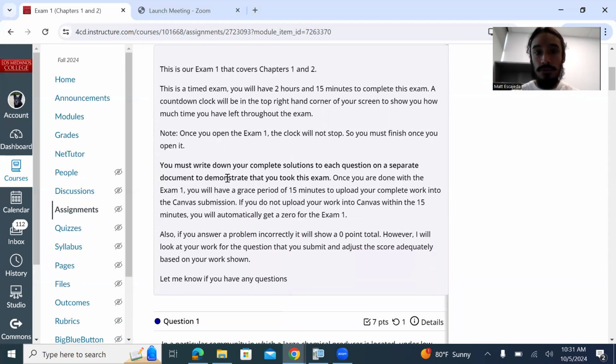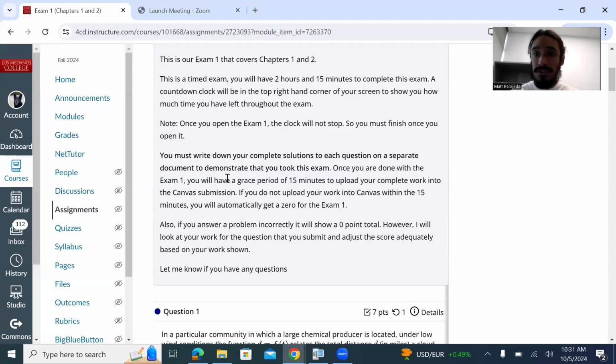A countdown clock will show on the top right-hand corner while you're taking the exam. But once you open this exam, the clock won't stop. Once you open it, you have to finish it. The clock's not going to stop. So make sure you're sitting in a prepared environment. You have your notes, you have your Desmos open or whatever. But make sure you're prepared for that.